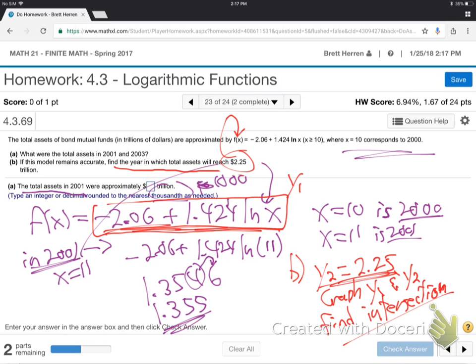How do we find it now? You can't just move your cursor around and go over there. That's a really rough estimate. That won't be very close. How do you really find it?